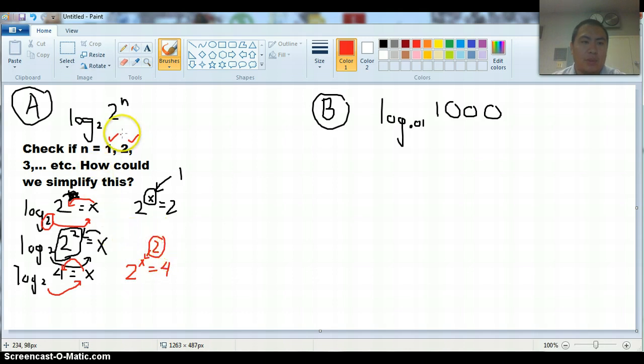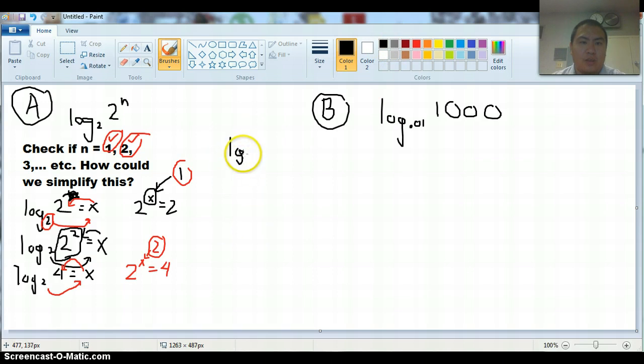What kind of pattern am I seeing here? For the first one, I put 1 as the power, and I ended up getting 1. Second one, I put 2, and I got a 2 over here. Let's try one more time and see if that same pattern follows.